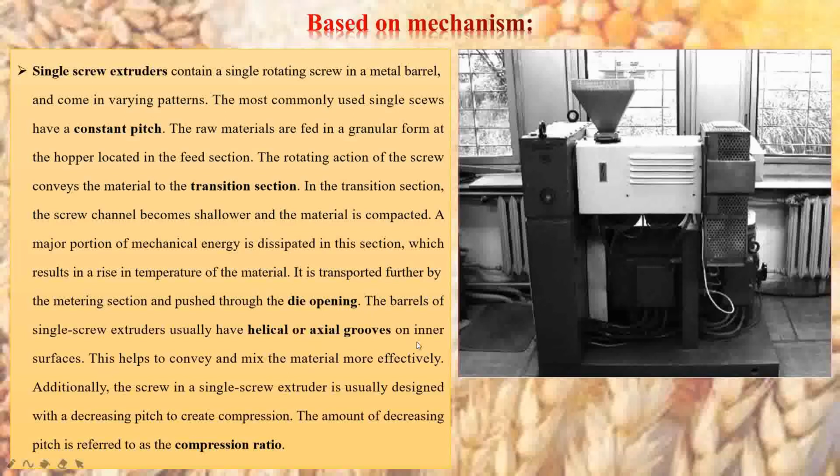The barrels of single screw extruders have helical or axial grooves in the inner surfaces. In most cases, the single screws used in single screw extruders have constant pitch. In some cases they have the pitch length or size decreasing gradually, like I explained right now, only towards the head portion, or the mouth portion, of the extruder machine.